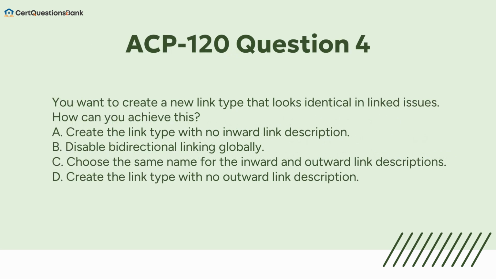You want to create a new link type that looks identical in linked issues. How can you achieve this? A. Create the link type with no inward link description. B. Disable bidirectional linking globally. C. Choose the same name for the inward and outward link descriptions. D. Create the link type with no outward link description.